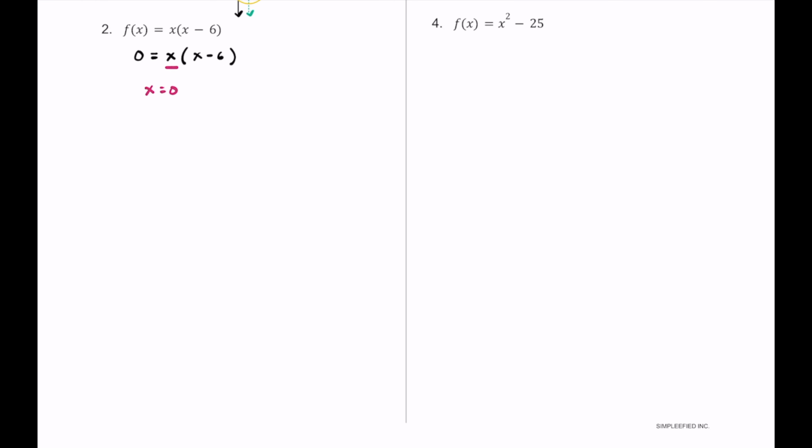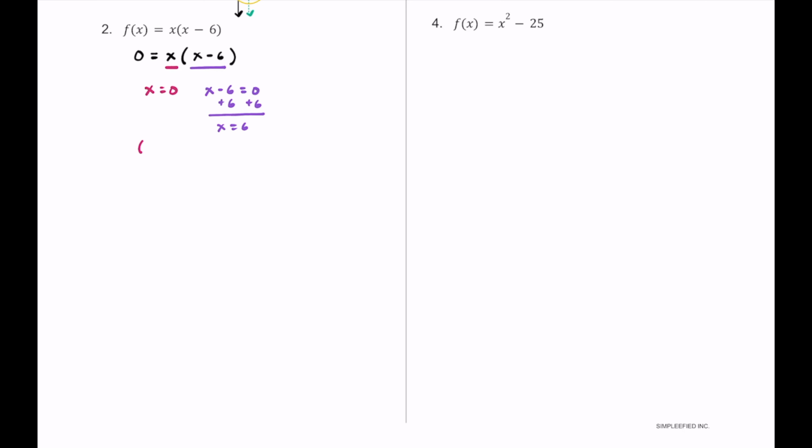We already know that has to be what it is. And then for the second one, this binomial, in order for this to equal 0, we can set it equal to 0, say x minus 6 is equal to 0, add 6 to both sides of the equation here, and we can see here that if x was equal to positive 6, then the whole function would equal 0, right? So these are going to be our two solutions.